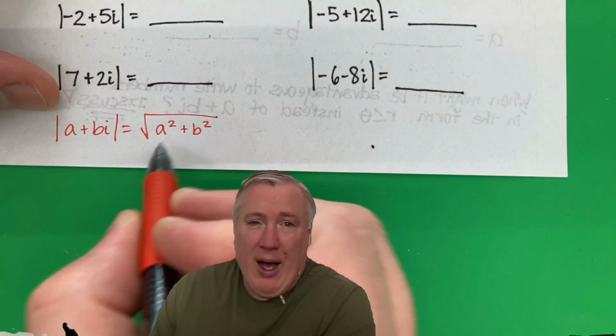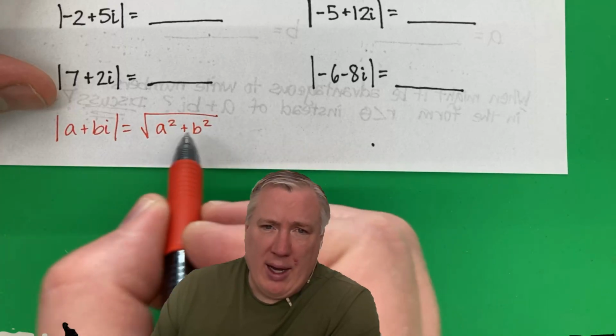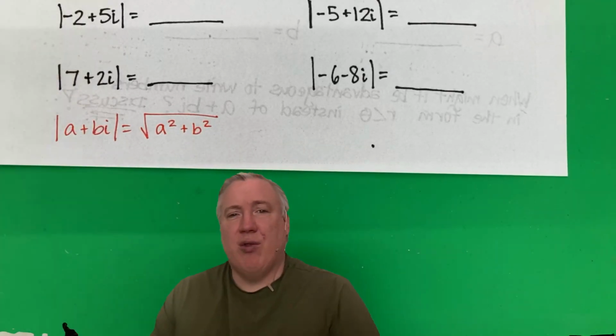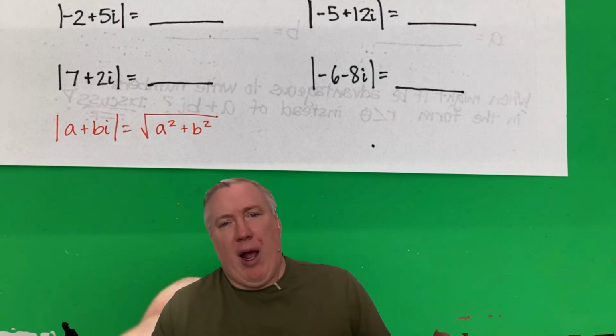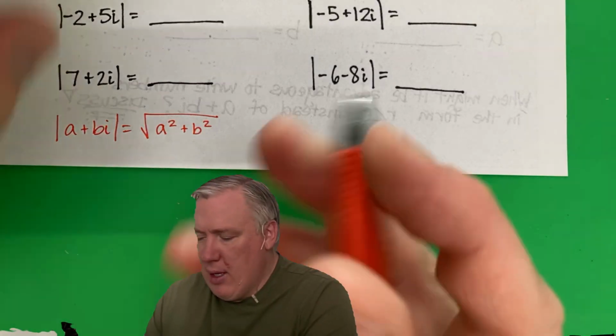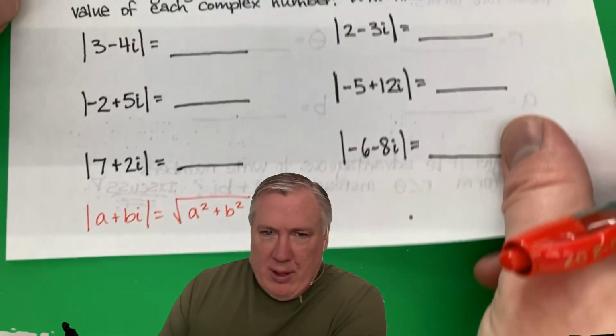Notice there's no i in this formula. You will never put i inside of this distance because i is a direction. When we're doing distance, we don't care about direction. We just care about how far you went. Okay? All right, so how's that work? So let's go up here.